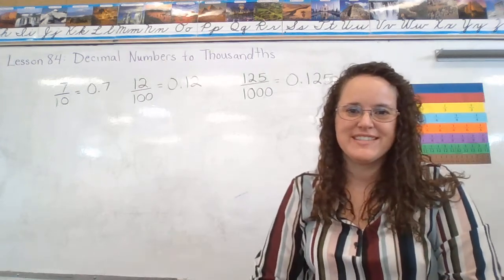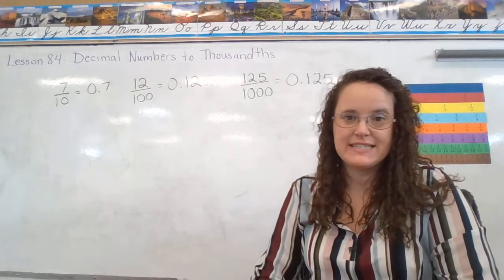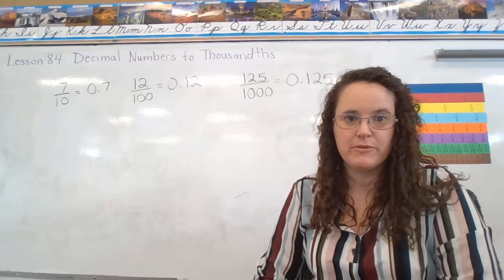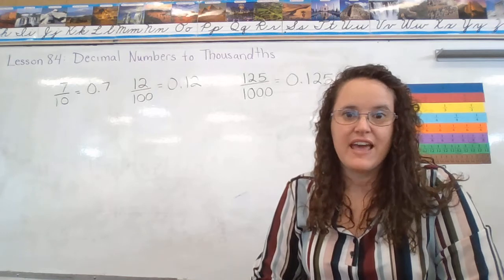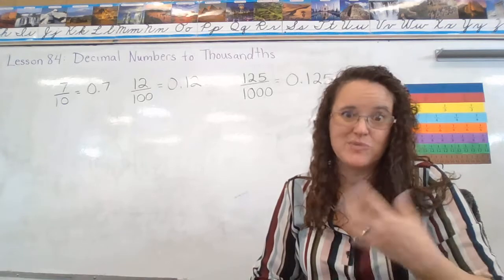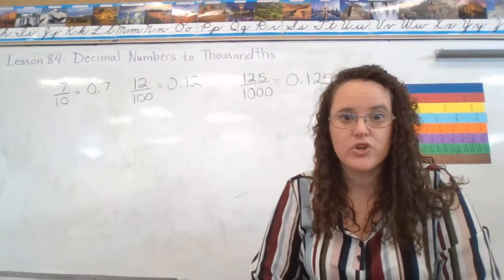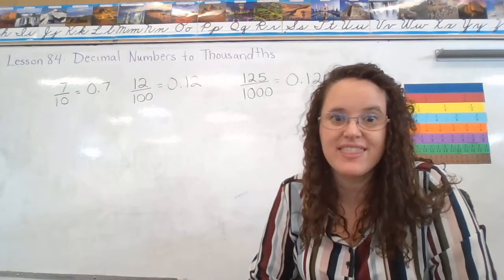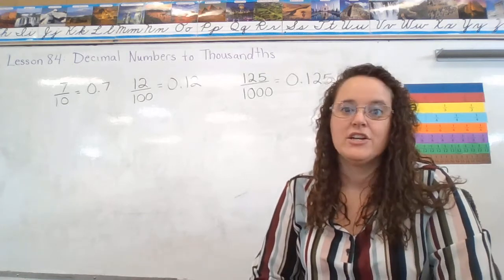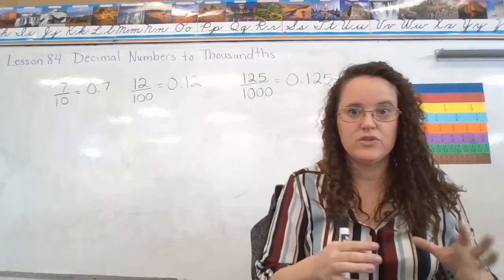Hi class, today we are on Saxon Math Book 4, Lesson 84, and we are going to be talking about decimal numbers to the thousandths. So that THS, remember from last year? Thousandths. Basically, it looks like we're spitting on each other as we try to say that because we stick our tongue out. We're not talking about thousands. Those are whole numbers. We're talking about thousandths, which are decimal numbers. They're parts of a whole. So today we're going to talk about how the fraction is related to the decimal.